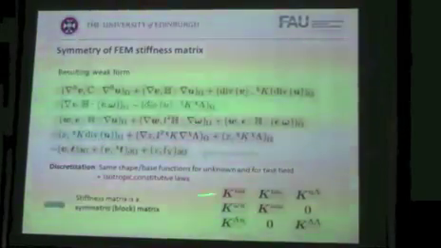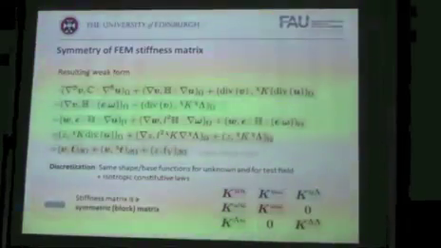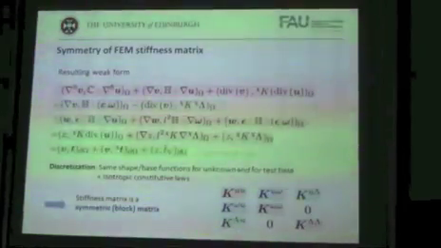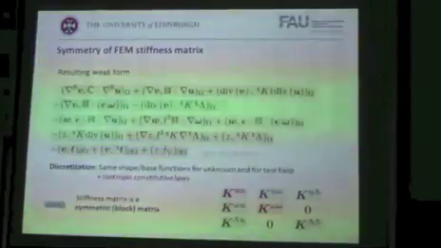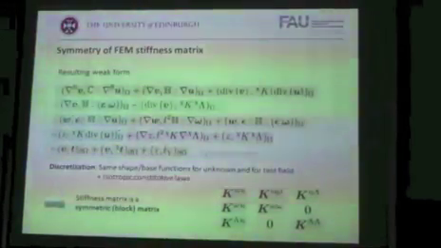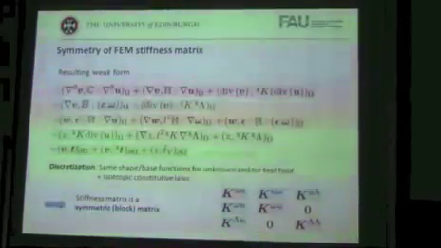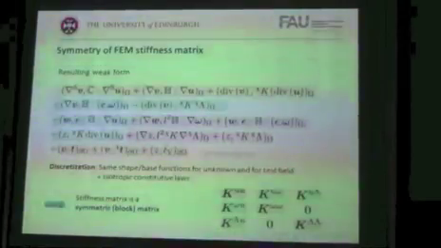If we discretize this system with the same basis functions or shape functions for the unknowns as for the test fields, and take our isotropic constitutive laws, we get a symmetric matrix for the finite element stiffness matrix, which is nice, so we can use a symmetric solver like CG.